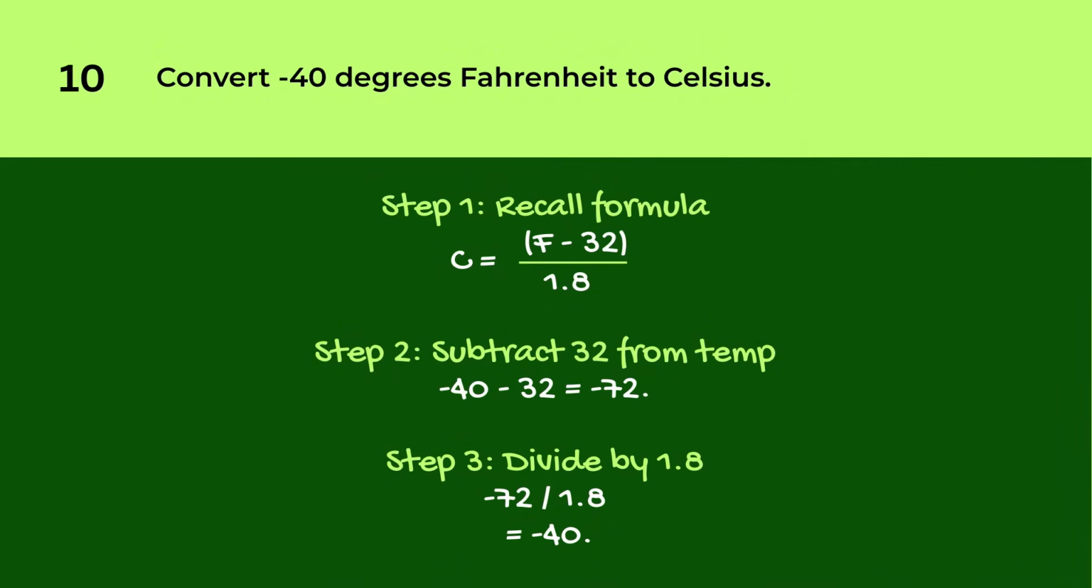Here are the steps. First, recall the conversion formula, where C equals F minus 32 divided by 1.8. Second, subtract 32 from the temperature. Negative 40 minus 32 equals negative 72. Third, divide by 1.8. Negative 72 divided by 1.8 equals negative 40. The result is negative 40. Let's lock it in and reveal the answer.